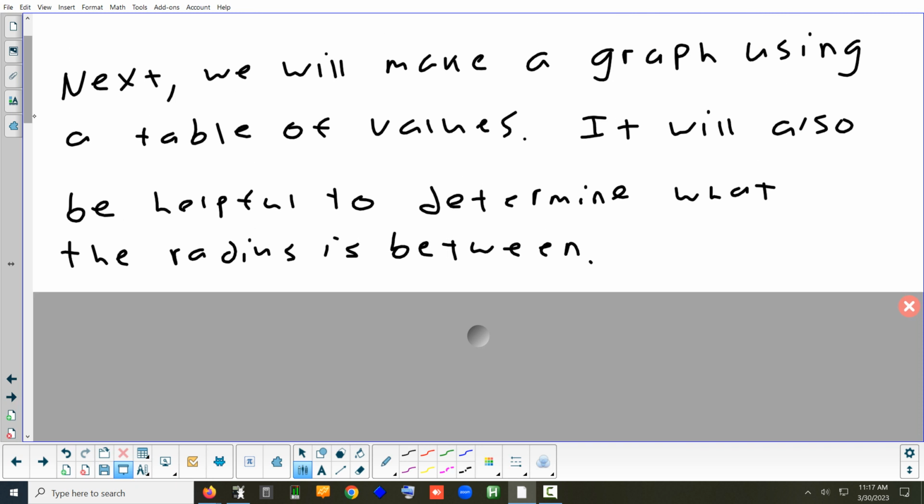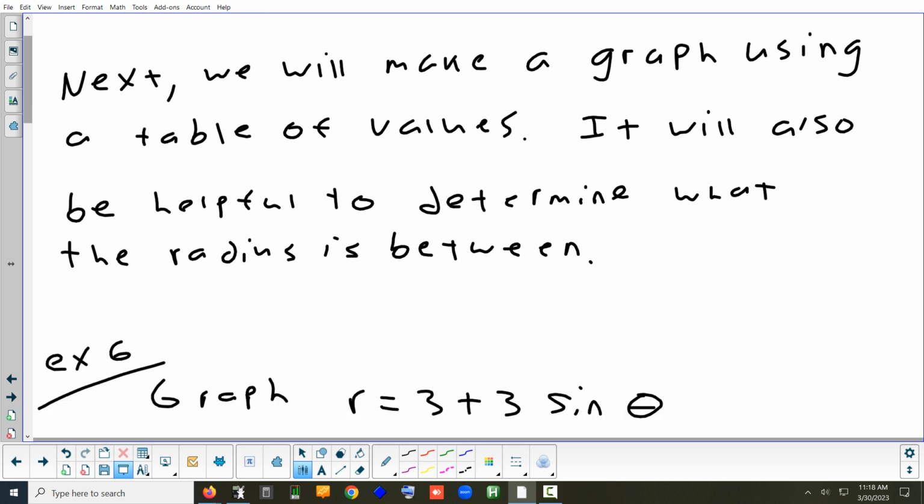Okay, so the next shape we're going to look at is not a line, not a circle. It's a different shape we've never looked at before. So we're going to graph this: 3 plus 3 sine theta.